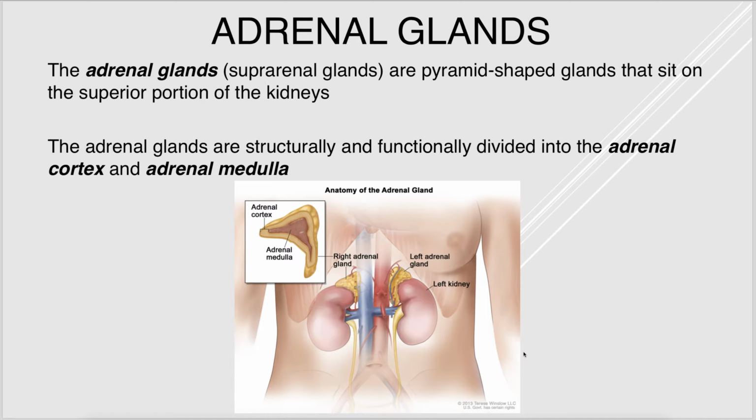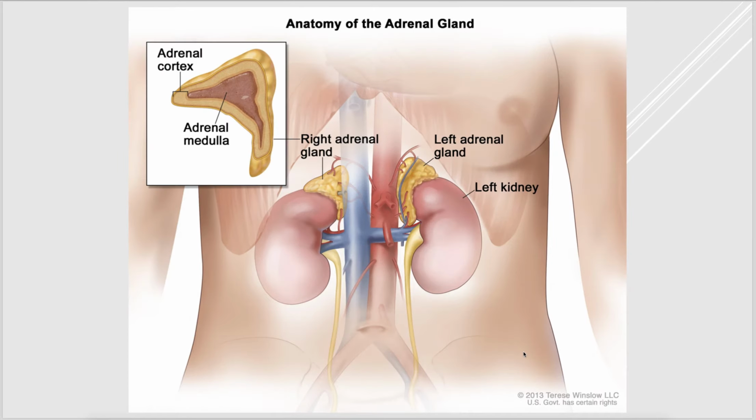So the adrenal glands, also known as the suprarenal glands, very important glands. They sit on the superior poles of the kidneys. They are roughly shaped like pyramids, and they have two main parts. They have the outer portion, the bark, which is the adrenal cortex. Cortex means bark, and the inner portion, which is the adrenal medulla. So here you can see the right adrenal gland, left adrenal gland. This is the outer cortex, and this is the inner medulla.